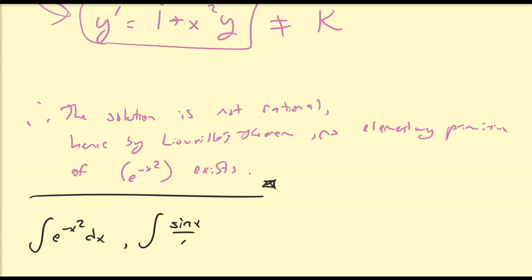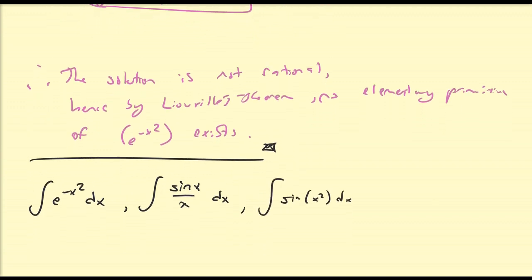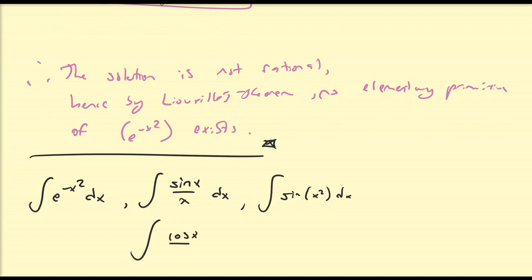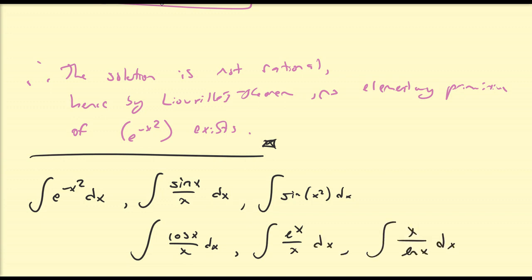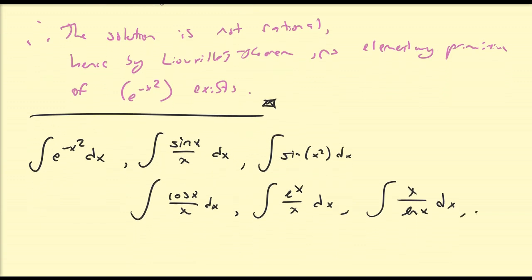The integral of sine x over x is another one. The integral of sine x squared is another one. The integral of cosine x divided by x is another. The integral of e to the x over x is another. The integral of x divided by the ln of x dx is another. And there are actually infinitely many functions that you cannot find an elementary primitive for.